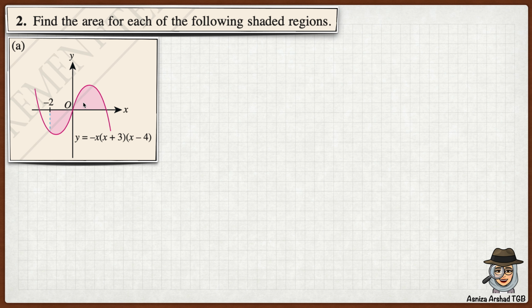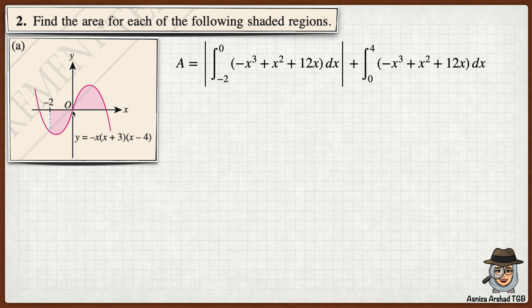Next, the second region starts from 0. The next x-intercept will be 4, so we have 4 as the upper limit. The area will be the integral from -2 to 0 of function y dx. This first region should be in the absolute sign, and then we add the second region, with limits from 0 to 4, of function y dx.